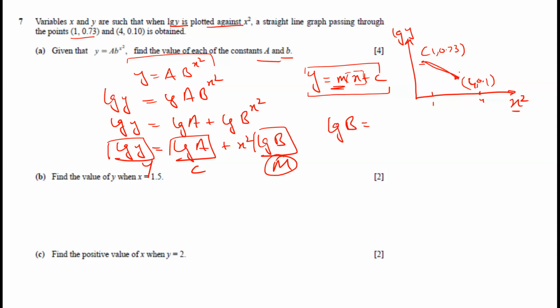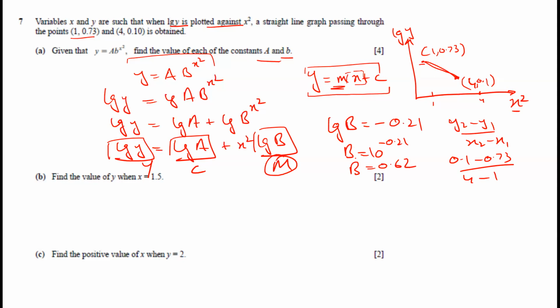So what is the gradient over here? Gradient is y2 minus y1 divided by x2 minus x1. So this would be 0.1 minus 0.73 divided by 4 minus 1. Or we can say lg b equals minus 0.21, or b equals 10 raised to the power minus 0.21, which is 0.62. So b is 0.62.